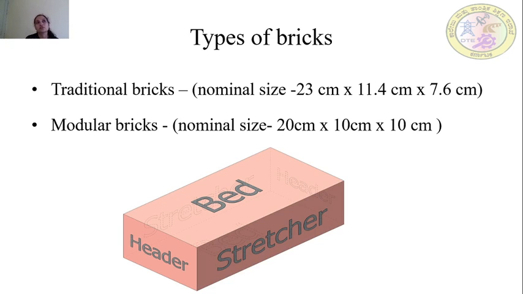Usually there are two types of bricks available, traditional bricks and modular bricks. In traditional bricks, the nominal size is 23 centimeter by 11.4 centimeter by 7.6 centimeter. But for modular bricks, the nominal size is 20 by 10 by 10. Here, the length side is 20 centimeter. As per Bureau of Indian Standards, the nominal size includes mortar thickness. So this is 20 centimeter including mortar thickness, and this is 10 centimeter, and this is also 10 centimeter including mortar thickness.